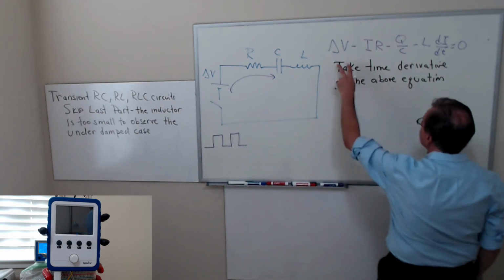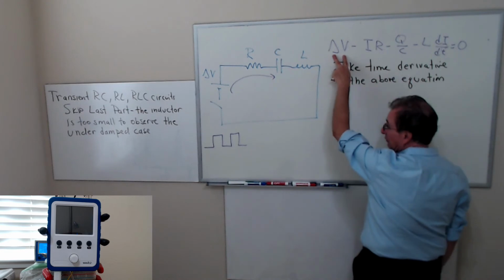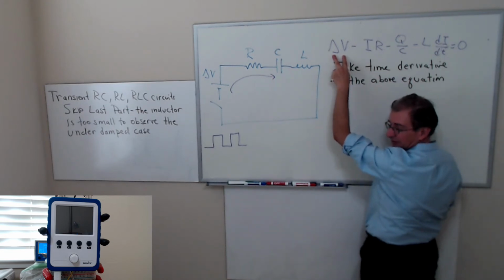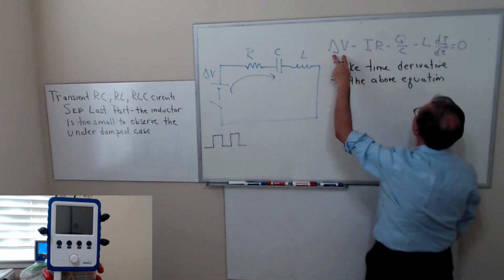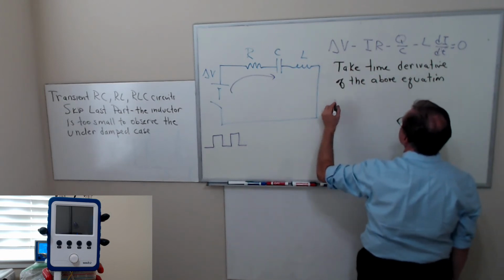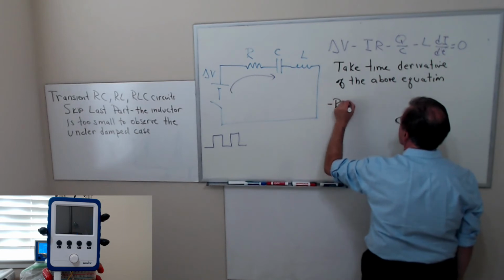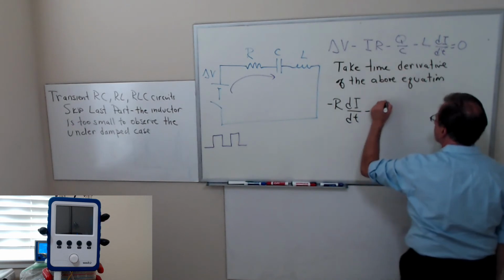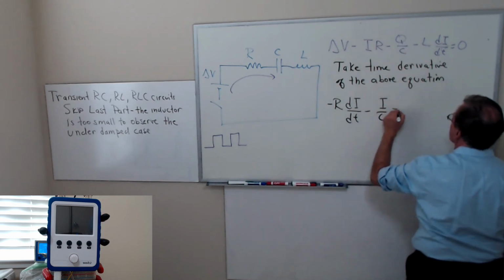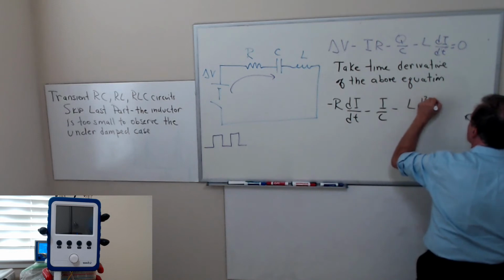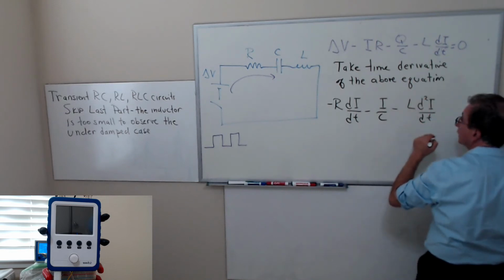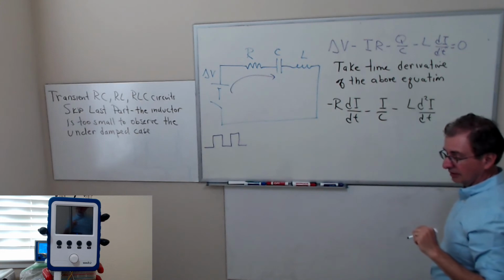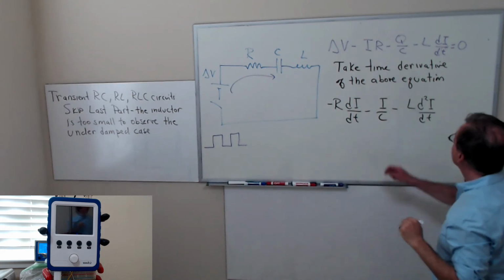What do I get? Well, what happens to this guy when I take the time derivative? It's the power supply. What happens to it? It's constant, so it goes to 0. Yeah. So I get this is just I. Why is Q just I? Well, dq dt is I, right? Oh, I see. Yeah. Taking time derivatives.